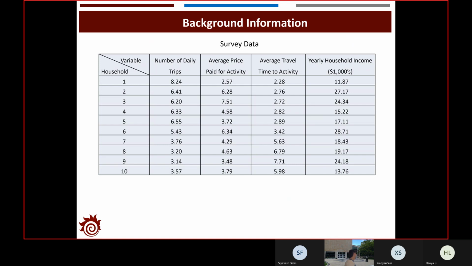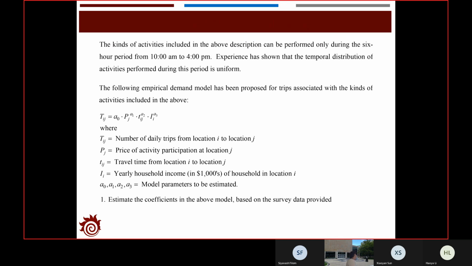Now we're going to apply the linear regression model to determine the values of A1 to A3. But first of all, we have to convert the equation to linear format. So we apply a log transformation on both sides of the relationship. So we have log Tij equal to log A0 plus A1 times log Pj plus A2 times log Tij plus A3 times log Ii.